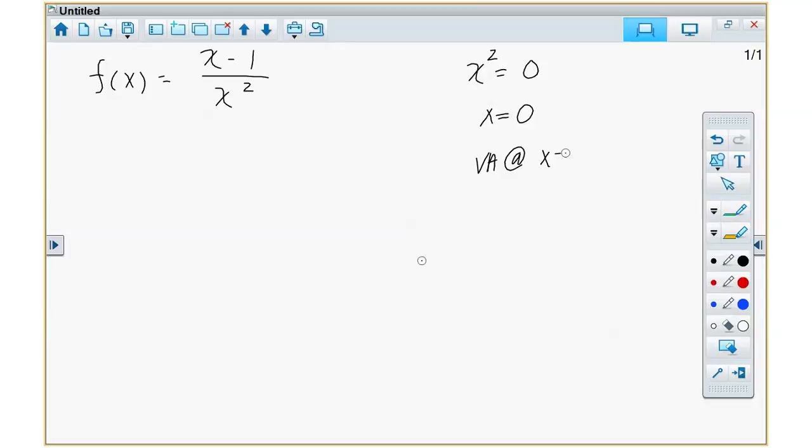X is equal to 0, which is also called what? The y what? Y-axis. Okay, so there's one thing.